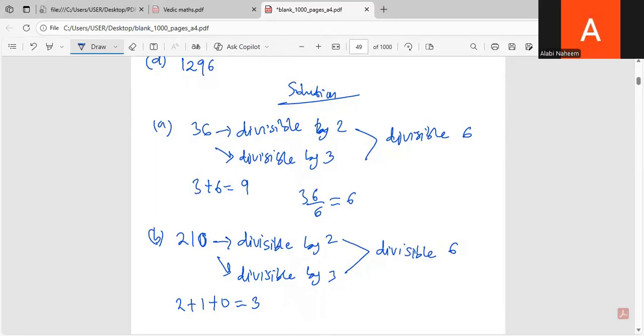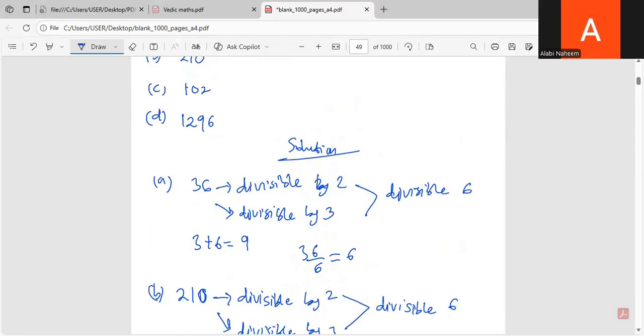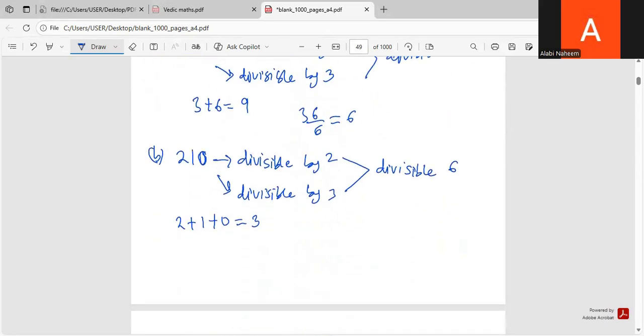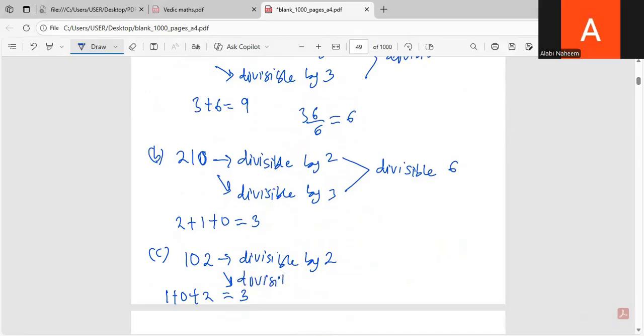The third number we have here, 102. Is it divisible by 6? Let's find out. Is it divisible by 2? Yes, it is divisible by 2 because it ends in an even number, which is 2. Is it divisible by 3? Let's confirm. For 3, we sum up its digits. 1 plus 0 plus 2. That gives 3. Is it divisible by 3? Yes. So we can now conclude that 102 is divisible by 6.